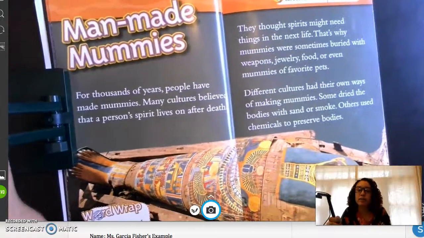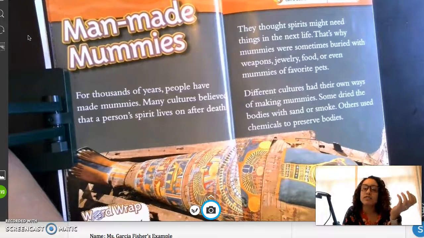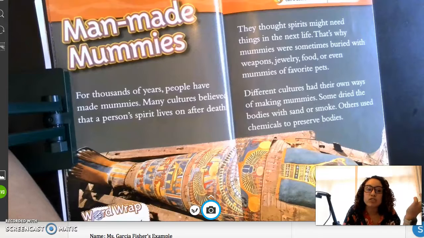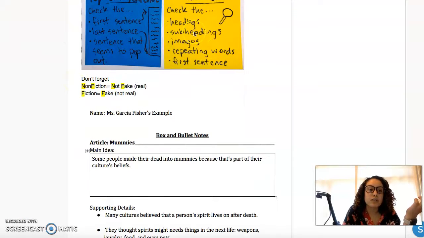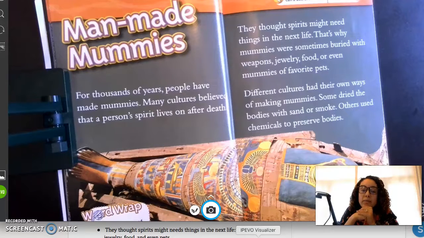So as we're going to keep reading, we're going to think about what supporting details we can find that will help us justify and really know if our main idea is correct, or if we need to do some tweaks and some changes to our text. So let's go ahead and keep looking for some supporting details. They thought spirits might need things in the next life. That's why mummies were sometimes buried with weapons, jewelry, food, or even mummies of favorite pets. Different cultures had their own way of making mummies. Some dried their bodies with sand or smoke. Others used chemicals to preserve their bodies.